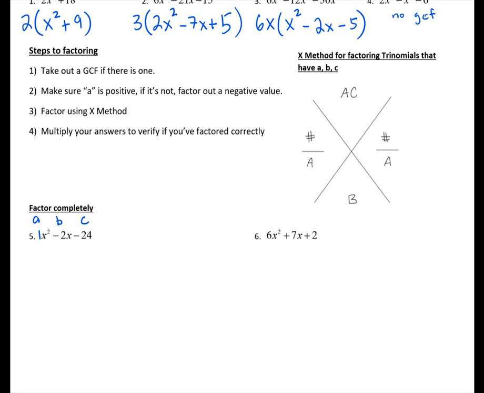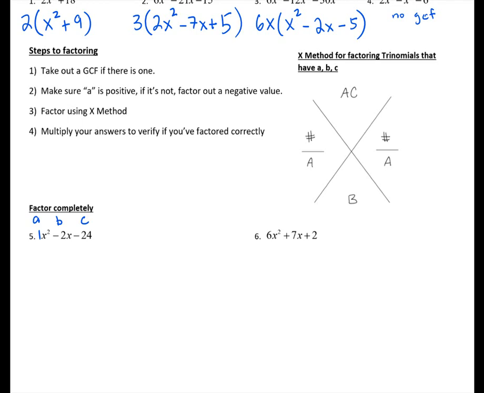So the first step, we take out a GCF if there is one. So does number 5 have a GCF? So if I look at the numbers, it's 1, -2, and -24. There's no number that divides all of them evenly except for 1, right? And they don't all have an x, so you can't take out an x. So there's no GCF for number 5. So then we move to the next step, right? Is A positive? Yep, A is positive, okay? So we move to the third step, which is we factor using the x, okay?